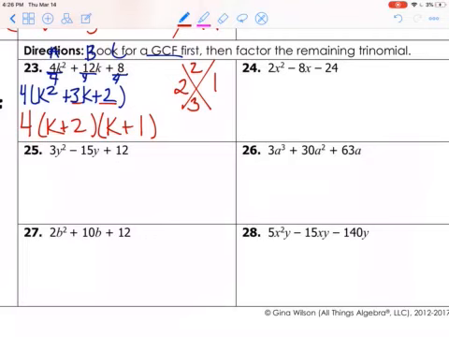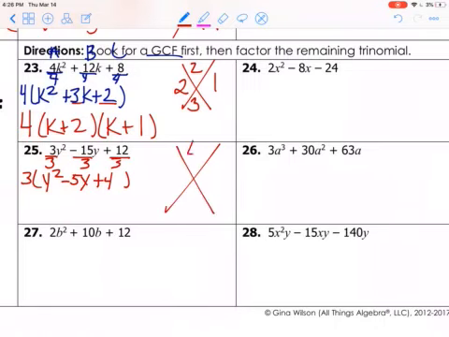25, same thing. GCF for 3, 15, and 12 is 3. So I'm going to divide them all by 3. So I'm left with y squared minus 5y plus 4. Use my new information of 4 and negative 5 to figure out what factors. What multiplies to be 4 that adds to be 5 would be 4 and 1, and they both need to be negative.